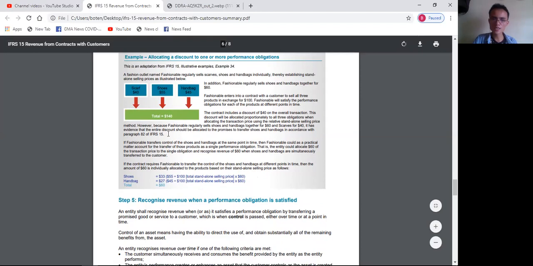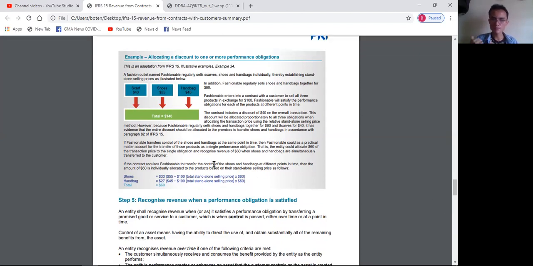So again, the reason is there is really a discount that is going to be given by the company, which is Fashionable, should there be sales in bundle. That is a marketing strategy in business. That is our way to attract more customers. So aside from quantity discounts, there can also be discounts in bundles.